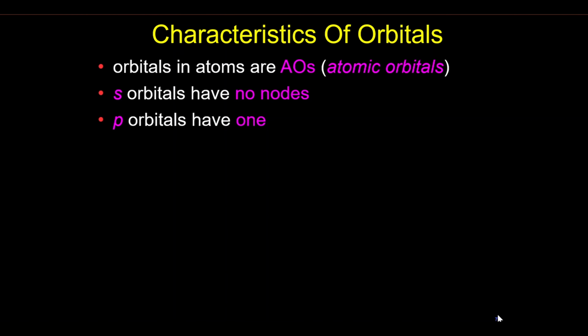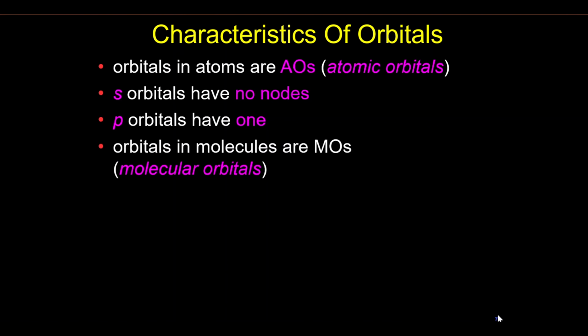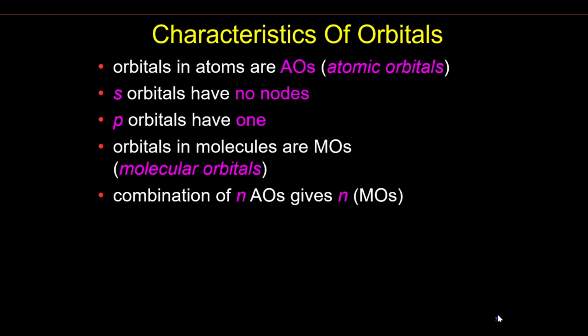If I combine atomic orbitals in a molecule, what are they called? Molecular orbitals. And if I combine 2 atomic orbitals, how many molecular orbitals will I get? 2. If I combine 3, how many will I get? 3. And what about 4? 4. What about 105? There'll be 105 molecular orbitals. In other words, combination of n atomic orbitals gives n molecular orbitals. Always. You can count on this.